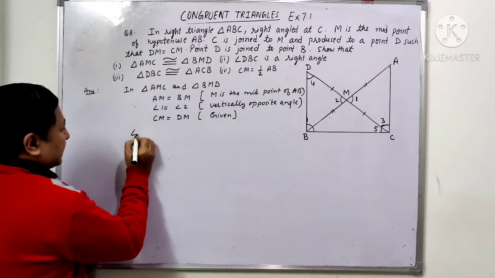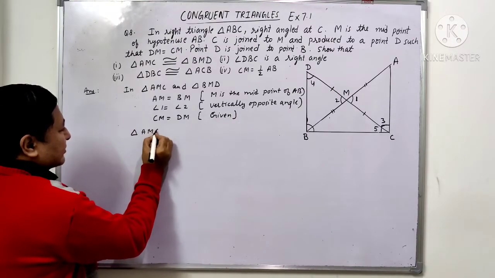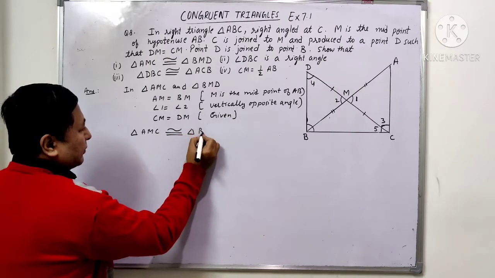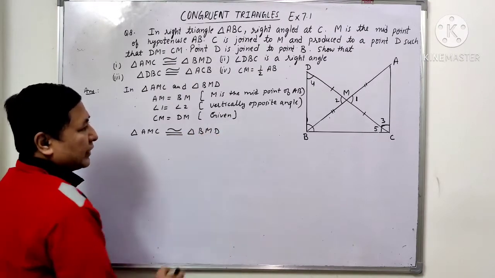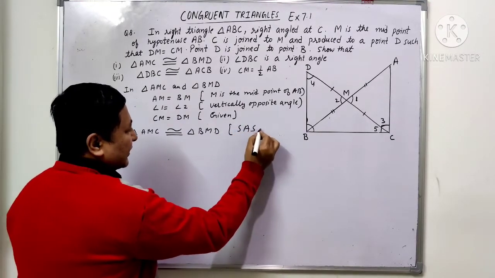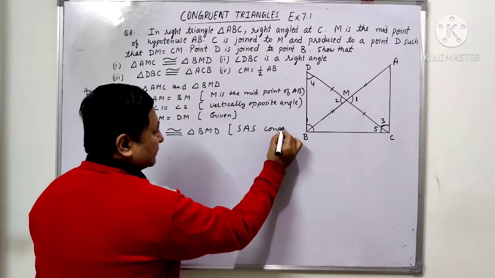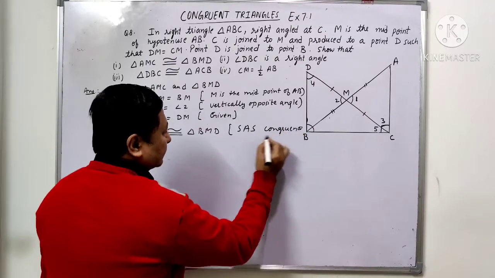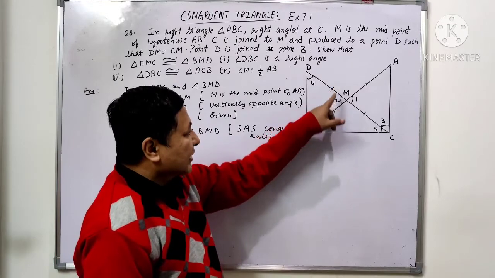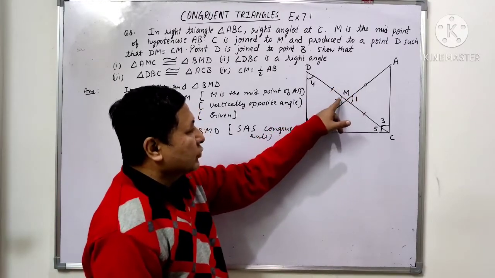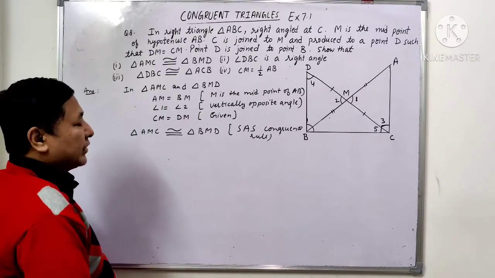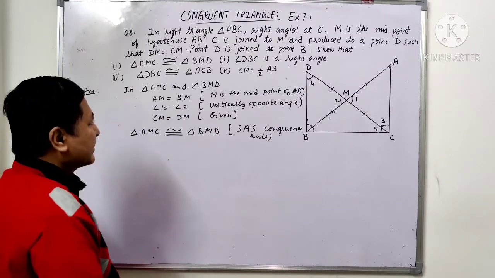So now triangle AMC is congruent to triangle BMD, and the reason will be the side, angle, side congruence rule. You can see here, this side is equal to this side, and one included angle is there. So the two triangles are congruent by the SAS rule.